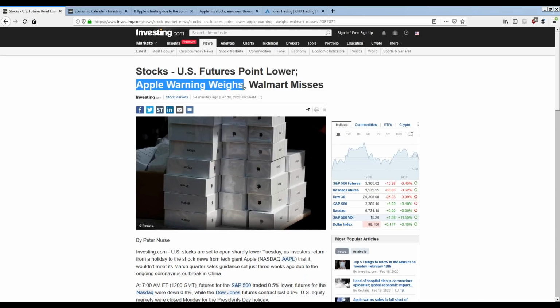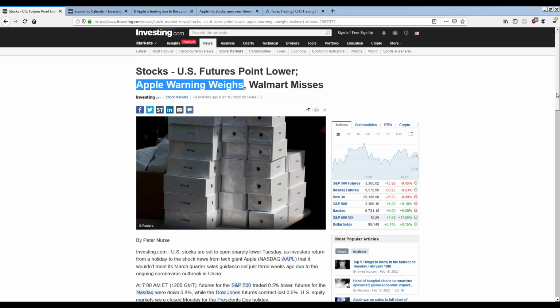warning yesterday and overnight. They said, hey, it's not looking good for our numbers right now because of all the shutdowns that have occurred in China because of the coronavirus. You understand a lot of their production and manufacturing occurs in China, and factories were shut down. Like 50 million people were on quarantine for weeks.